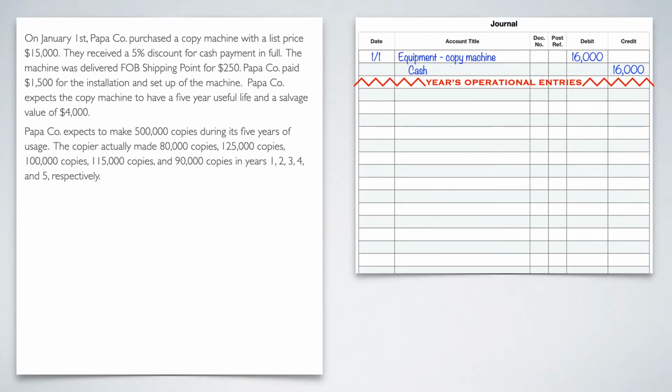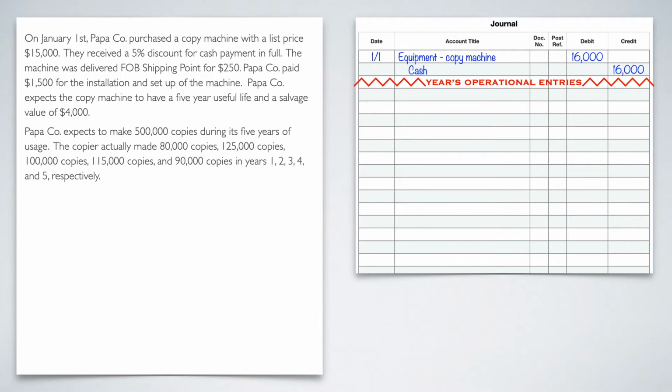The copier actually made 80,000, 125,000, 100,000, 115,000, and 90,000 in years 1, 2, 3, 4, and 5 respectively. That's necessary for units of production because you need to know what they anticipate and then what they actually did with the units. So again, the journal entry for the first one, the TAC, is still the same: equipment, copy machine 16,000, cash 16,000.